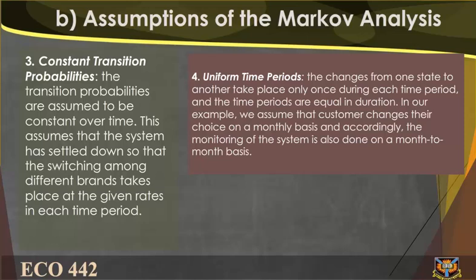3. Constant transition probabilities. The transition probabilities are assumed to be constant over time. This assumes that the system has settled down so that the switching among different brands takes place at the given rate in each time period. 4. Uniform time periods. The changes from one state to another take place only once during each time period, and the time periods are equal in duration. In our example, we assume that customers change their choice on a monthly basis, and accordingly, the monitoring of the system is also done on a month-to-month basis.